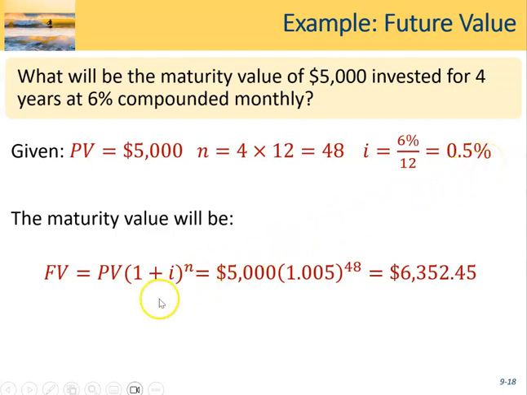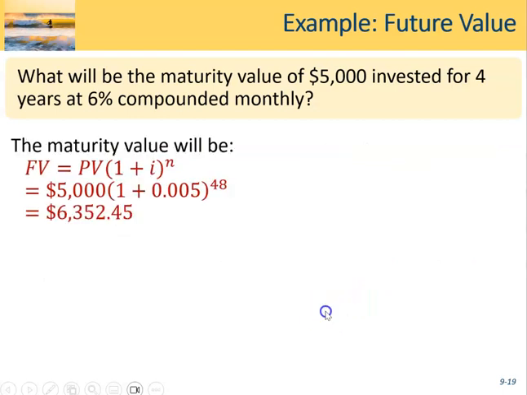So to put it in our formula, it would be 5,000, which is your present value, times 1.005, right? Because we had to take the 0.5 percent and turn it into a decimal. And then the 1.005 exponent 48. Okay, so let's walk through how we did that.